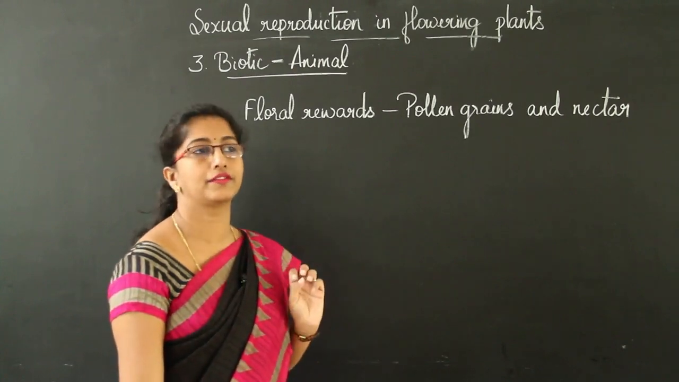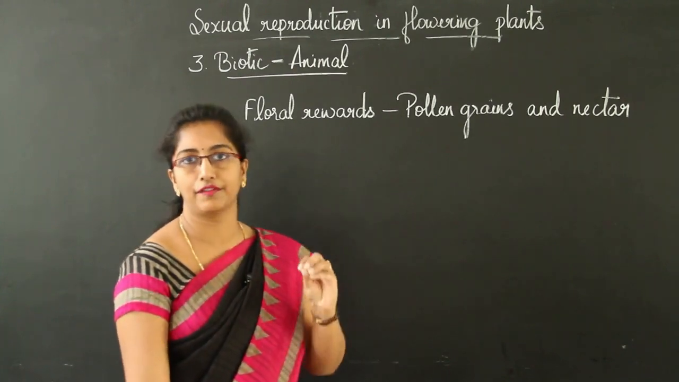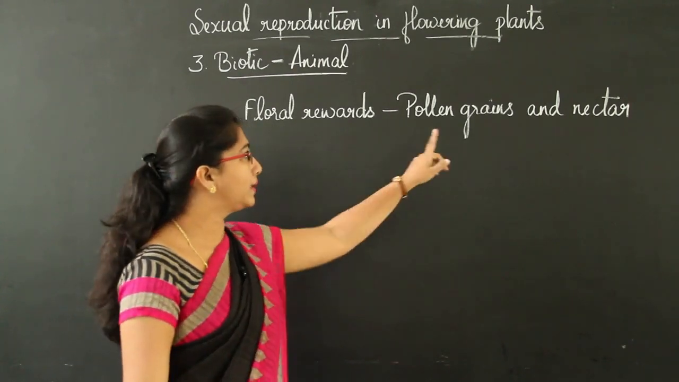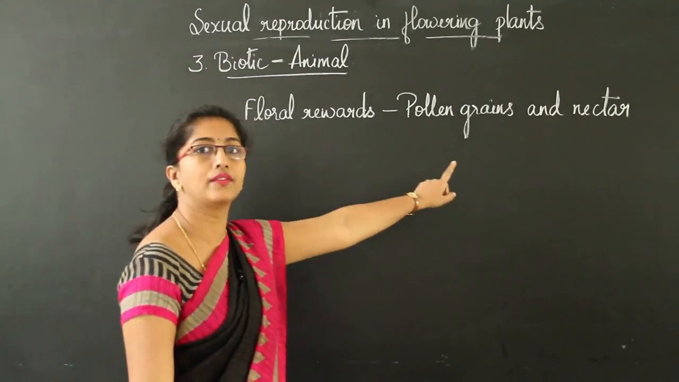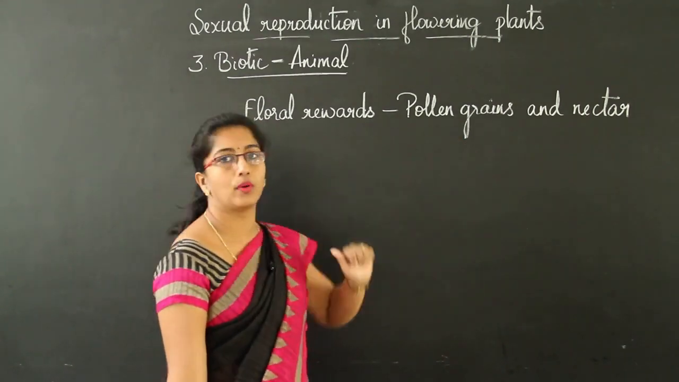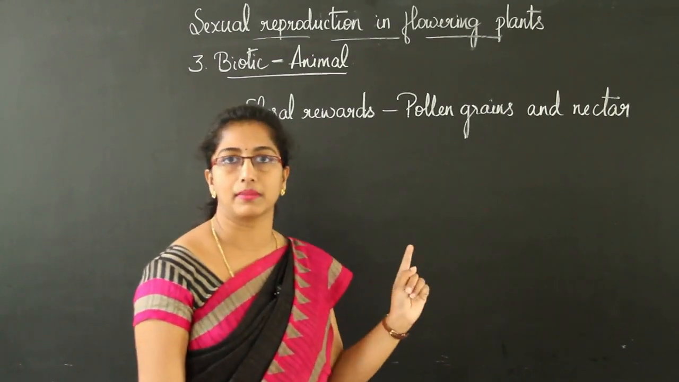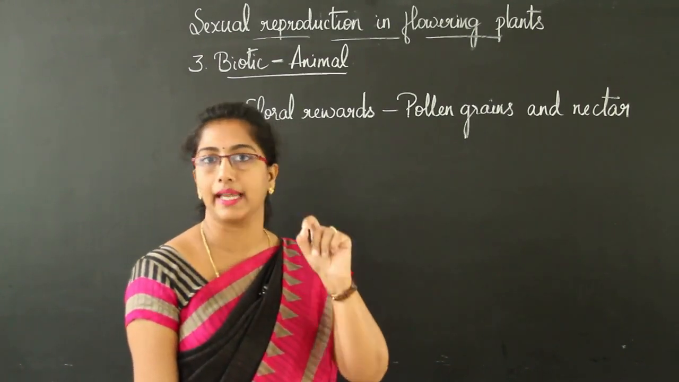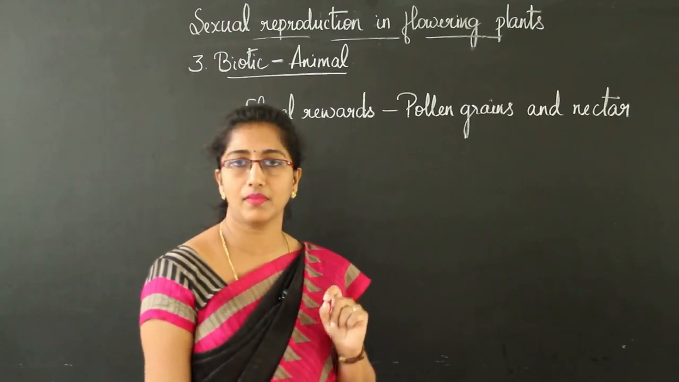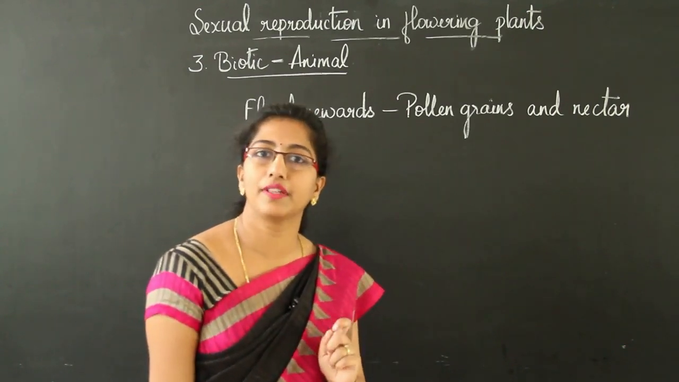Okay, so the majority of the insects entering a flower come mainly to get nectar or even to feed on the pollen grains. So here, the plants which depend on animals have sticky pollen grains. That is one of the characteristic features.